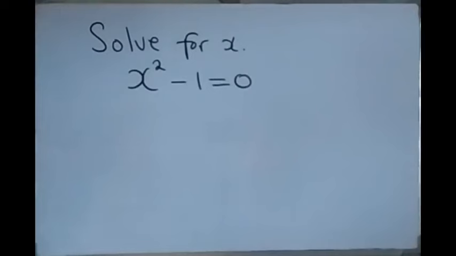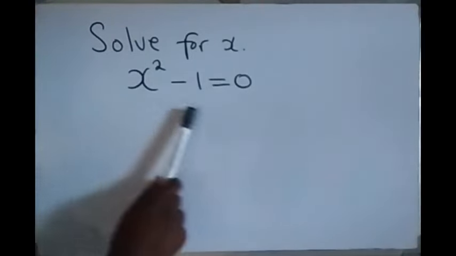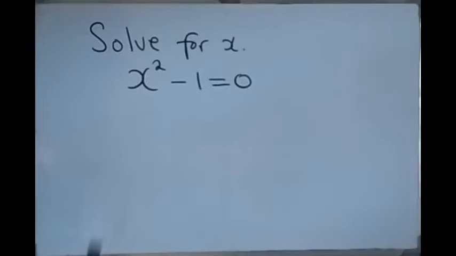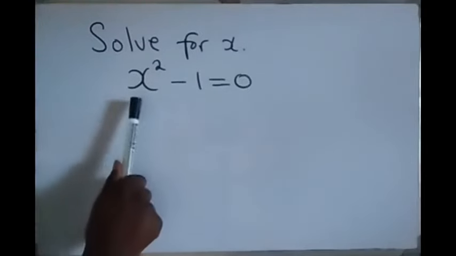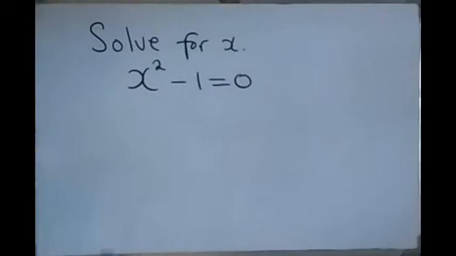In this presentation, I want us to answer this simple question. The question reads, solve for x. We have x squared minus 1 is equal to 0. So we need to find the value of what? Of x. We are going to use two simple methods so that we see which one is good for you.